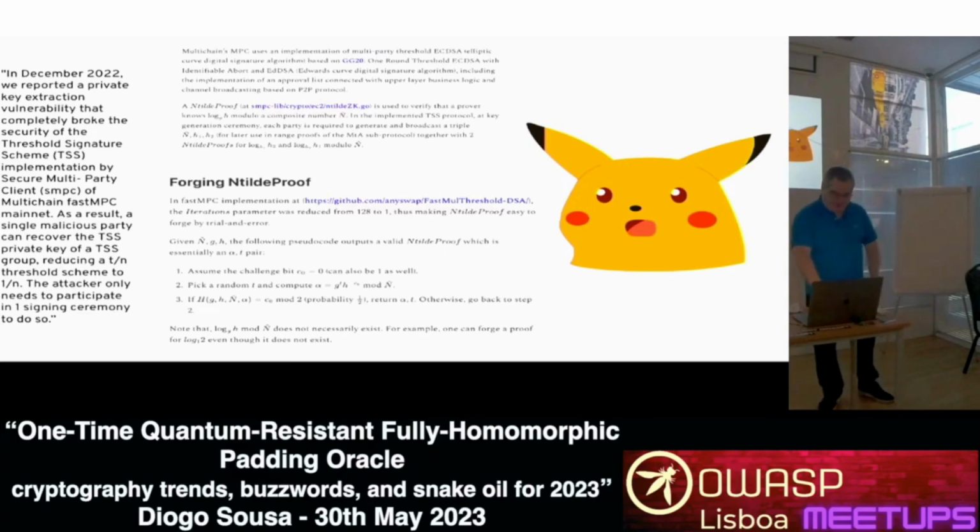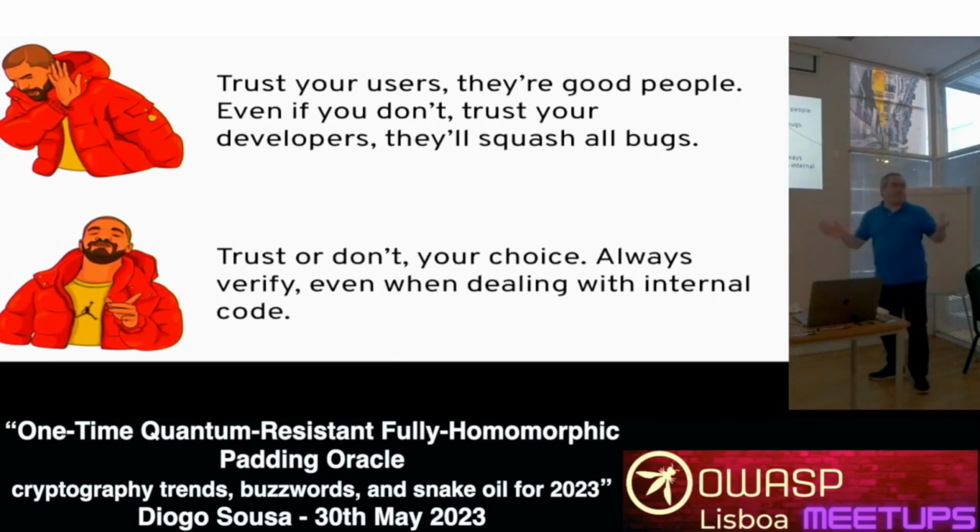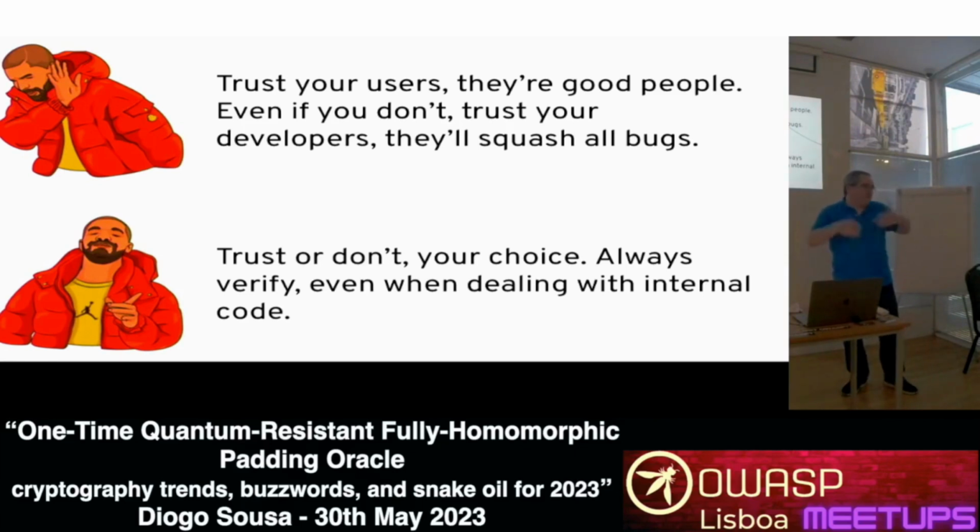Vetted, proven libraries, folks. Always keep an eye out on the code. Okay? This is a security pass, of course. Trust your users, they're good people, even if you don't, and this is where the twist comes, trust your developers, they'll squash all the bugs. Well, trust or don't, it's your choice. Basically, you can build things in a zero-trust model, it's a popular thing, but always, always, always verify, even when dealing with internal code. And this is important, because you all know that, well, user input should be verified, sanitized, and all that, but sometimes people are a bit lax when you're getting a call from an internal function. Right? So, what's the worst that can happen?